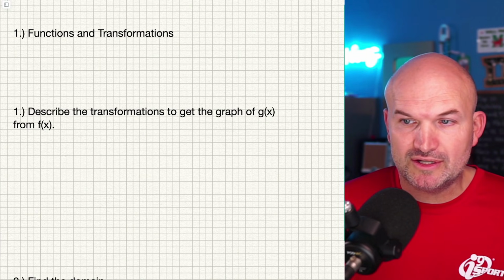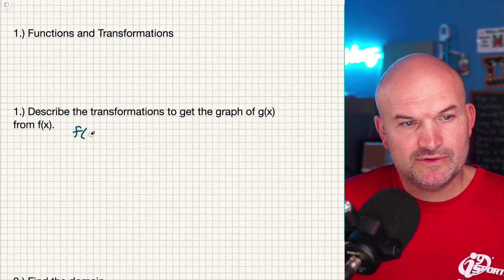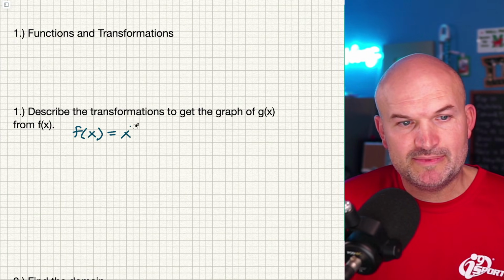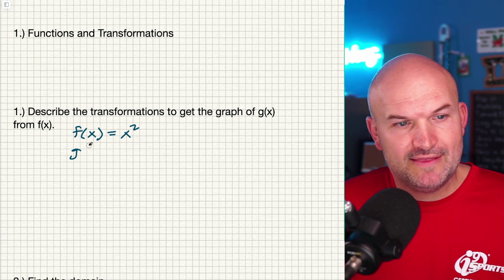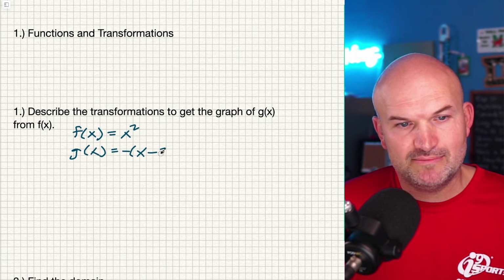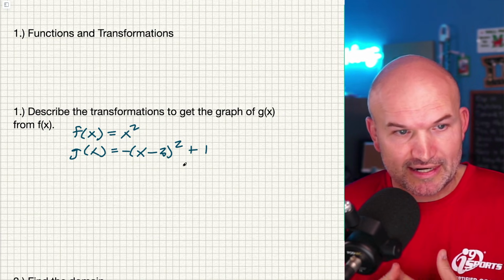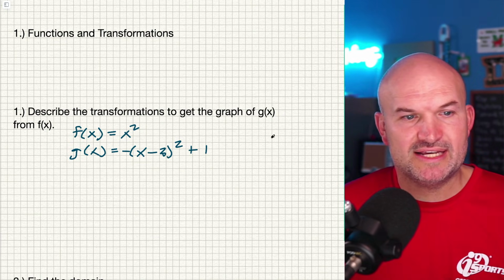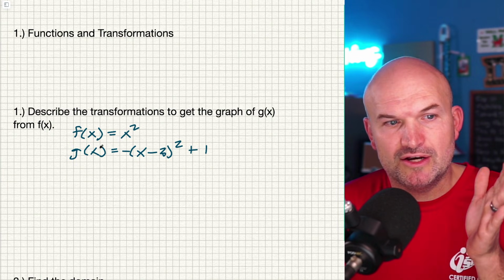So let's take a look at what we want our f of x to be. Let's just work through something basic. Let's say f of x is going to be x squared. We should all be familiar with the quadratic function. And then let's make g of x here a negative x minus 3 quantity squared plus 1. All right, so what we basically want to be able to do is say, how am I going to get g of x from f of x?